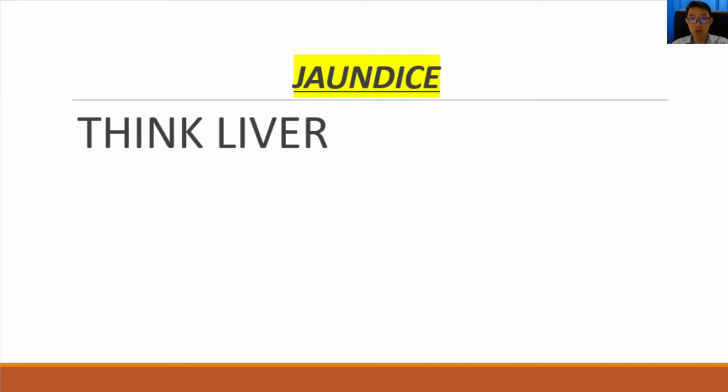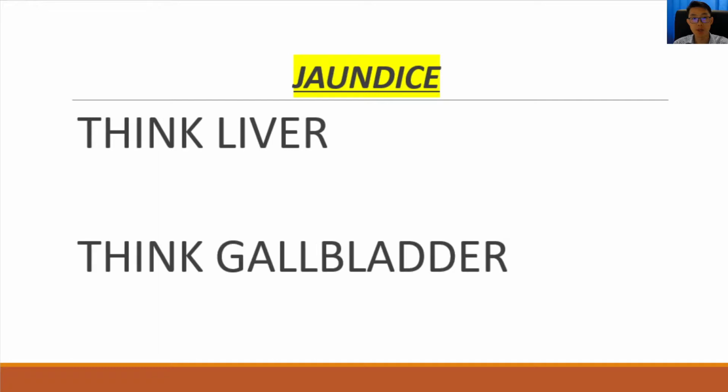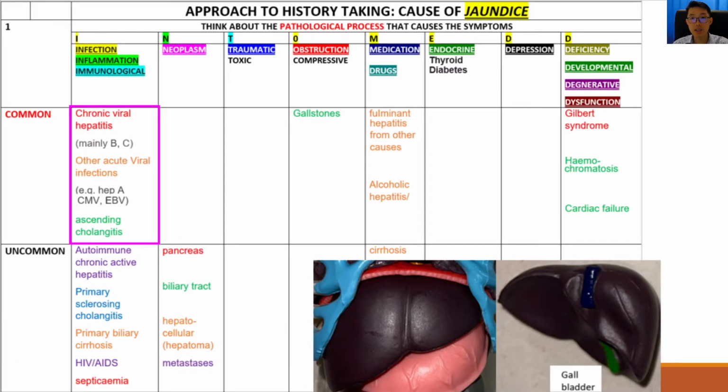So the two organs that we need to think about when we see patients with jaundice are the liver, number 1, and number 2, the gallbladder. So here's my table of the list of common and uncommon causes of jaundice. We will begin first by looking at common infective causes.